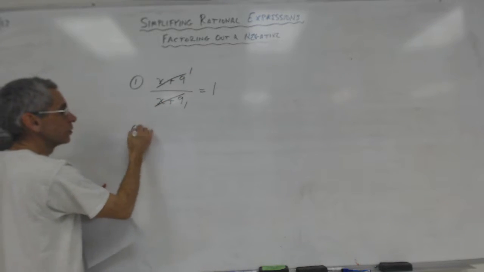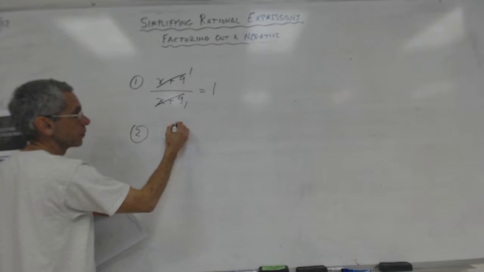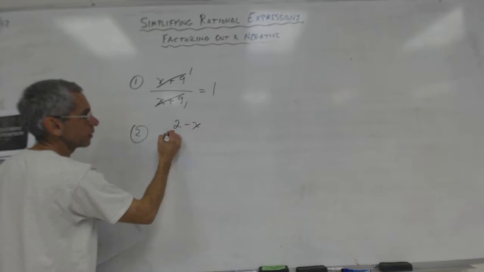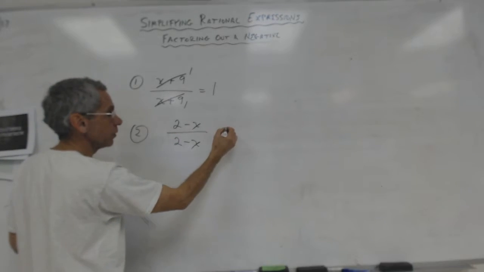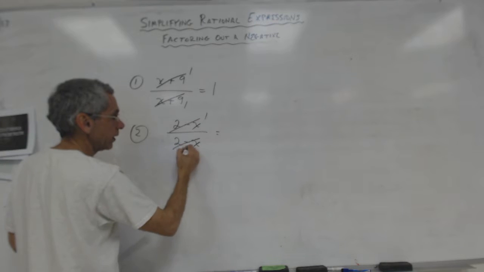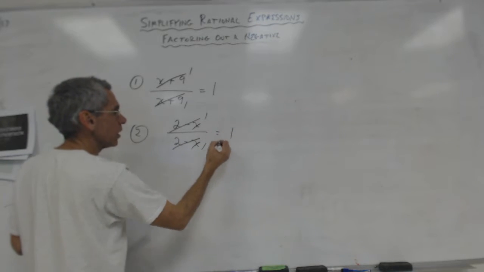What if I had this? 2 minus x over 2 minus x. It would still be the same thing, right? Anything over itself is 1. They're the same thing, so it's just 1.